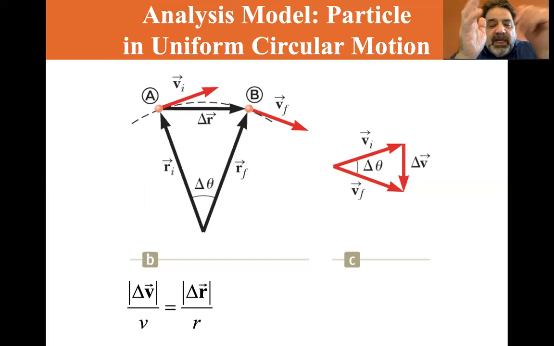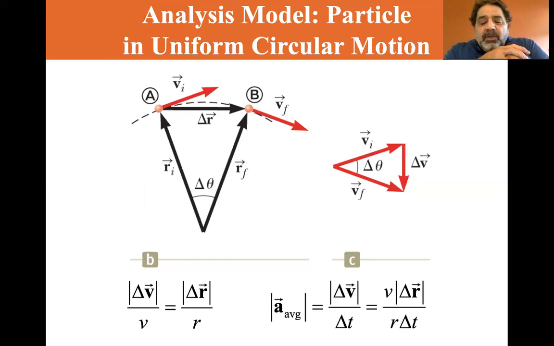they're the same. Now, if we solve for delta V, we get delta V equals V over R times delta R. And so the average acceleration is the magnitude of delta V over delta T. We substitute delta V equals V over R delta R, and you'll see that the average acceleration is V over R times delta R over delta T.